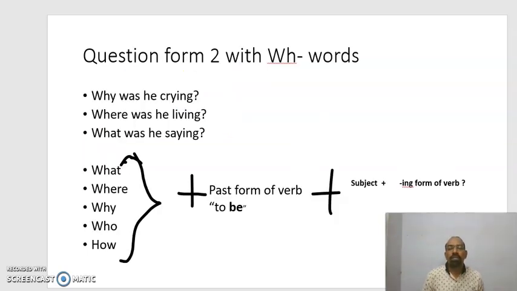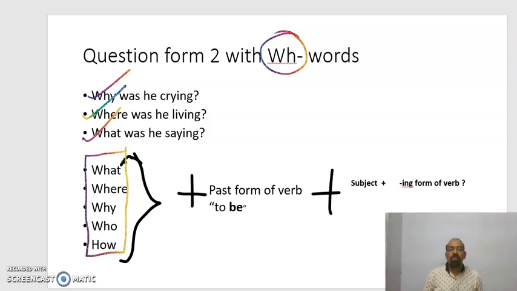Now let us check the question form with the WH words. Question words. Why was he crying? Where was he living? What was he saying? So we get the WH question forms in past continuous.